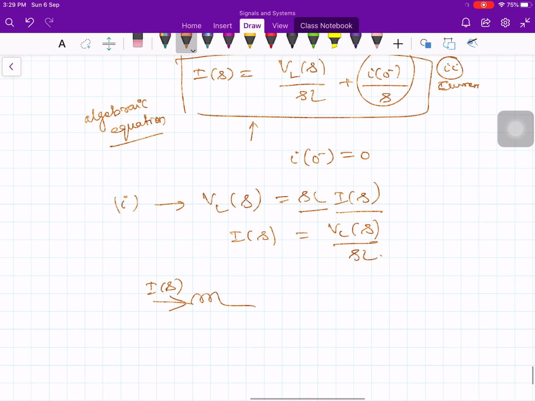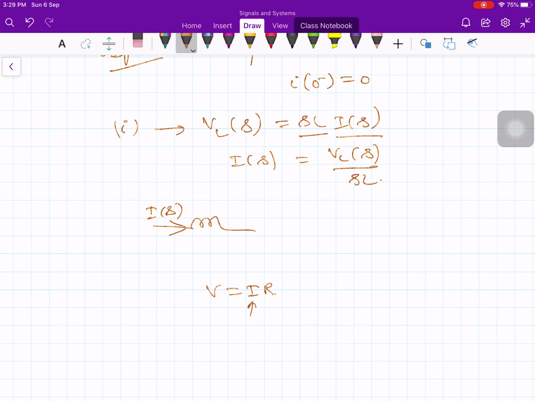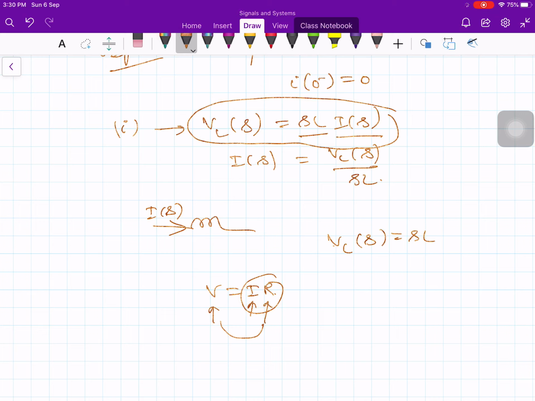So Ls can be regarded as the generalized impedance. Like we know the formula, right? V is equal to I times R. So this is current and this is voltage, and voltage is nothing but current multiplied by R. Same kind of relationship we are getting here, right? VL of S is equal to, instead of R, I have SL times I of S. Therefore I can call this guy impedance. So impedance you multiply by current, then you'll get the voltage. Therefore SL can be regarded as the generalized impedance of the inductor in the transform domain.